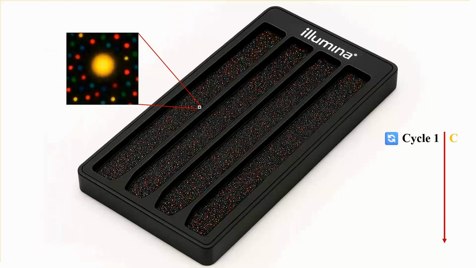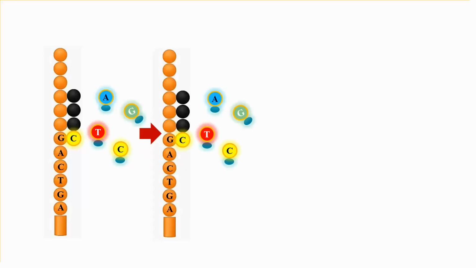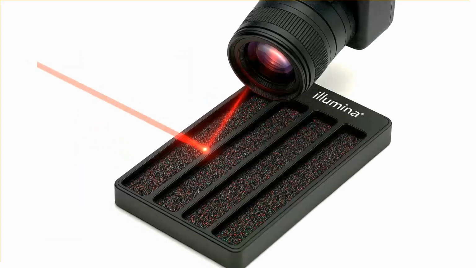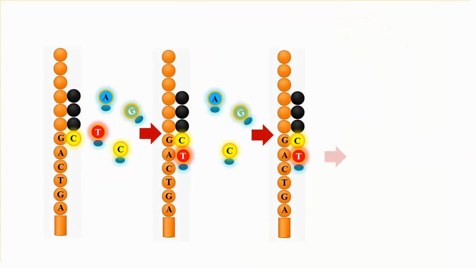After imaging, the fluorescent dyes and the blocking groups are chemically cleaved and removed. This restores the 3' hydroxyl group, so the next nucleotide can be added in the next cycle. Then the next sequencing cycle begins. The nucleotides are added again. Incorporation happens again. Washing is performed. Then the imaging and base calling. After that, the cleavage is repeated again.